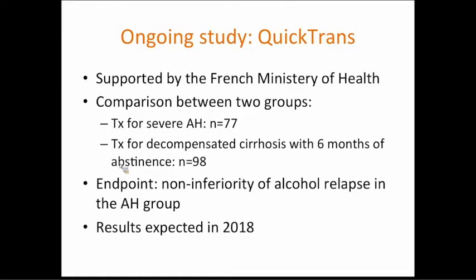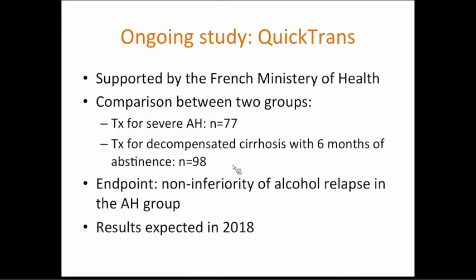So this is the ongoing study in France, the QuickTrans study, which was supported by the French Ministry of Health. These are the number of patients included, 77 and 98. This is the comparator, patients with decompensated cirrhosis with a period of abstinence of more than 6 months. It's not the ideal rule, again, but that's the only we have.